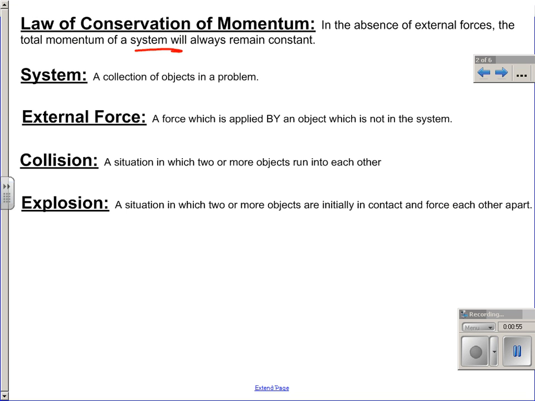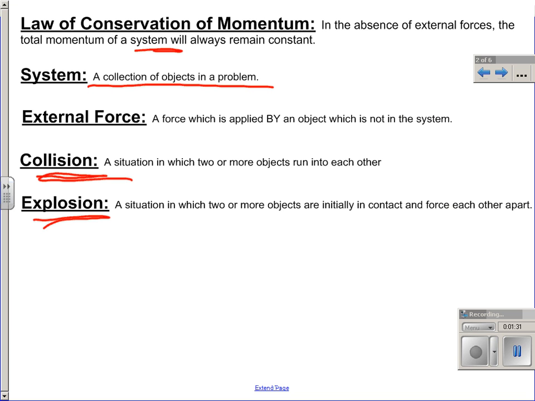First of all, system. What do we mean when we say system? The system, in this case, is going to represent just a collection of objects, all right? Usually when you talk about conservation of momentum, you'll have either two objects that are colliding, where two objects that are originally separated run into each other, or you'll have them exploding, which means they're originally next to each other and then pushing apart, okay? So regardless, the system is the objects that are interacting. It's the objects that are either pushing apart or running into each other, okay?